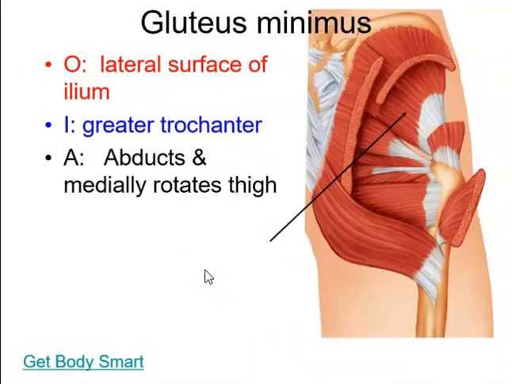The next gluteal muscle is gluteus minimus. We can't really see gluteus minimus unless we take away the maximus and medius muscles, so we need to reflect these muscles away so that we can get to the gluteus minimus. The origin of the gluteus minimus is the lateral surface of the ilium. Its insertion is into the greater trochanter of the femur. And the action again is to abduct and medially rotate the thigh. So notice that there's a common theme among the gluteal muscles with regards to action.